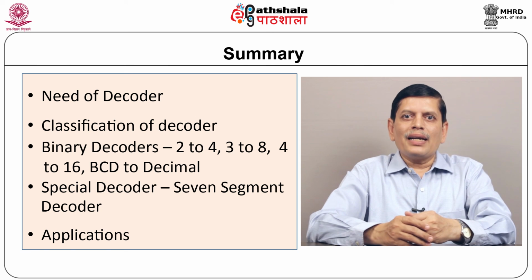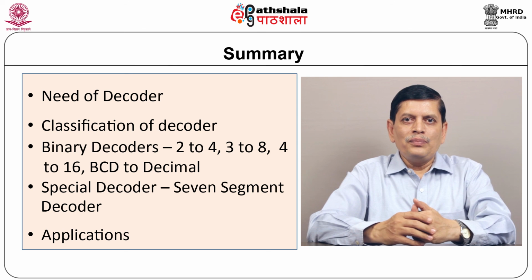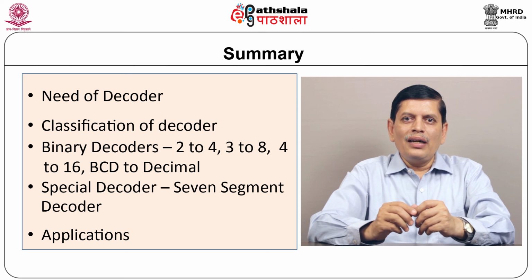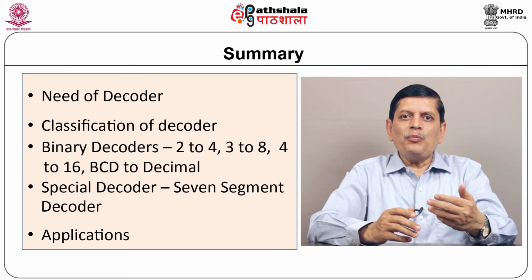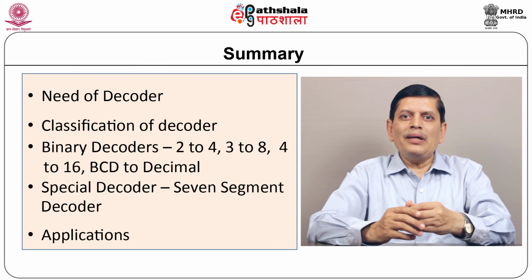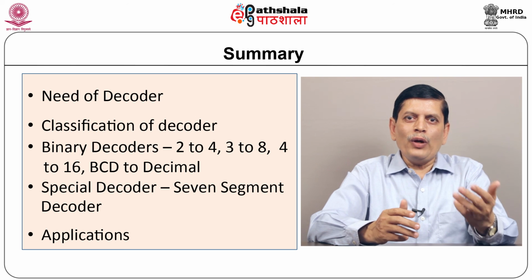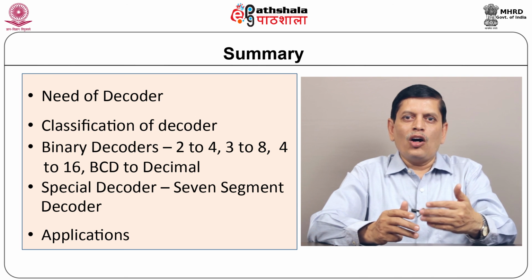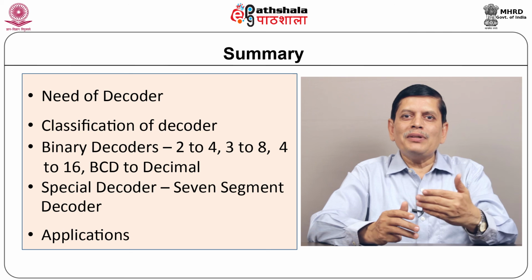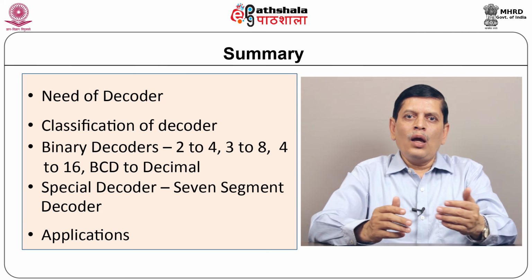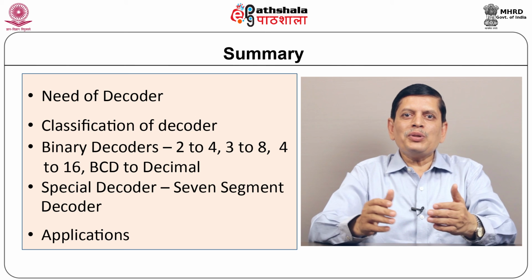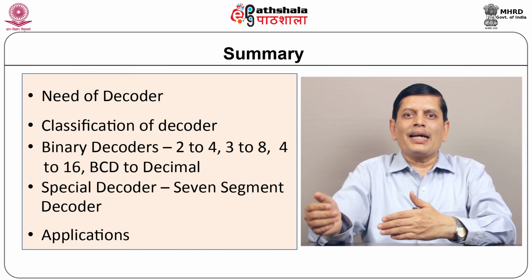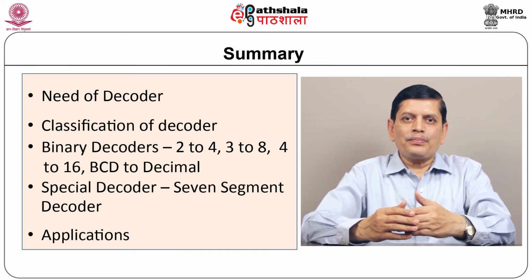There are two types of decoders, binary or linear decoder and a special decoder. There are different types of binary decoders, say for example, 2 to 4 line decoder, 3 to 8, 4 to 16. Whereas in case of special decoder, the BCD to 7 segment display decoder or driver is normally preferred.